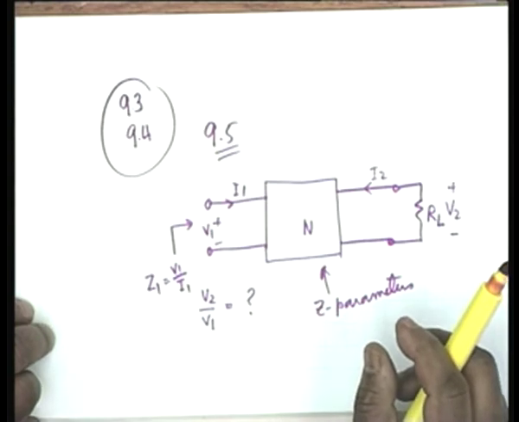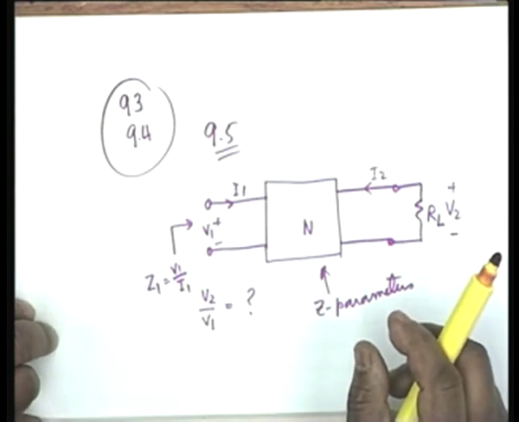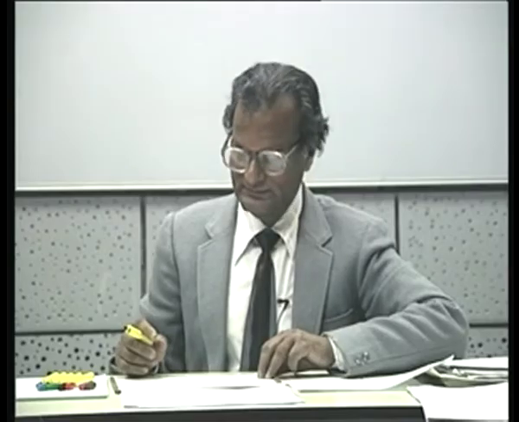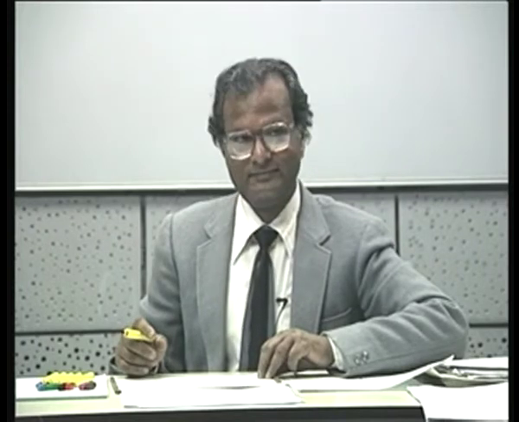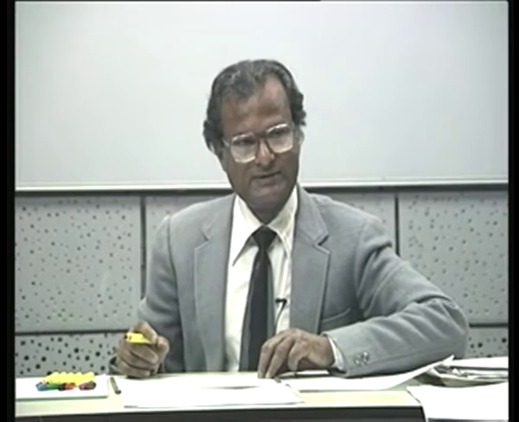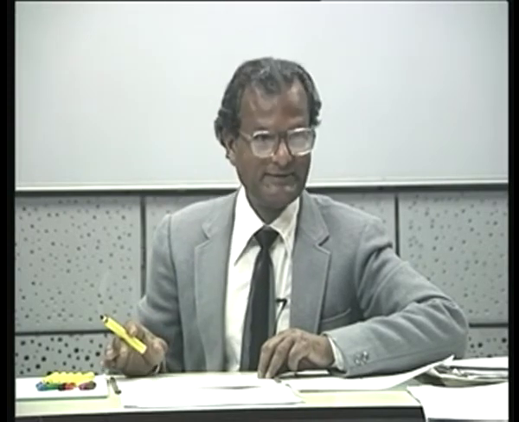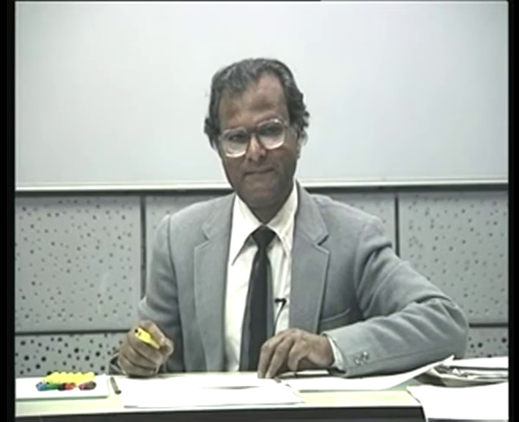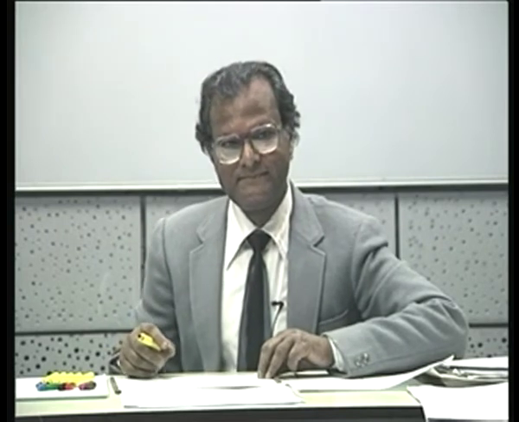Any suggestion as to how to proceed? So we write out the Z parameter equations, V1 equals Z11 I1 plus Z12 I2, and we write out the two equations. Right. And then we manipulate. Yes. Okay. Any other approach? So use RL as Z11 minus.